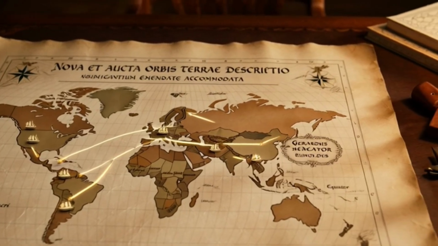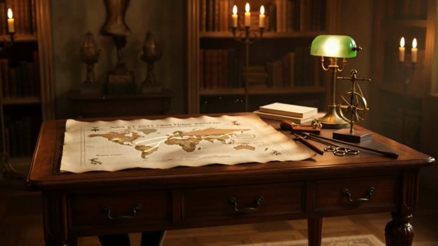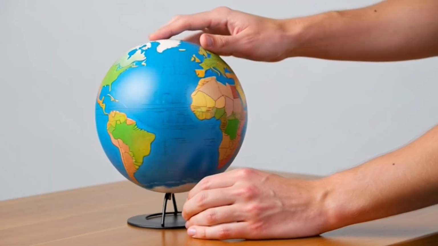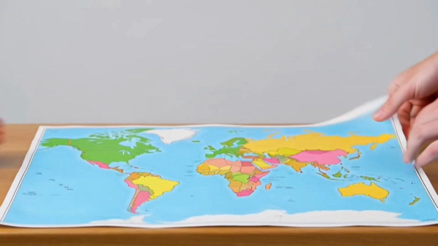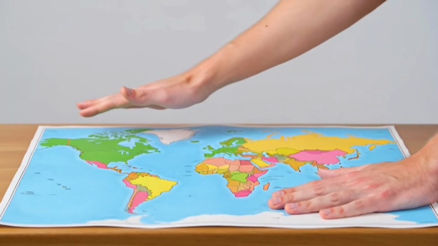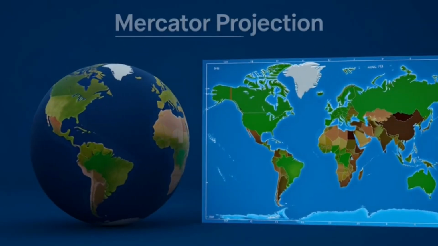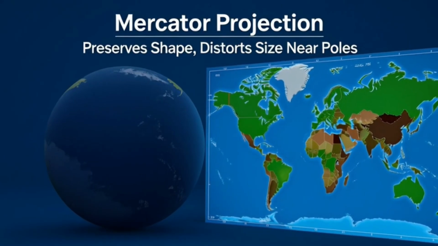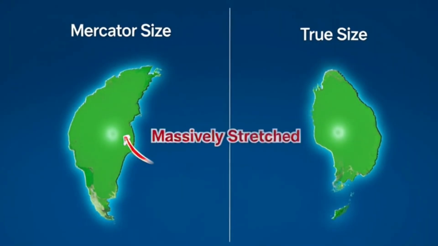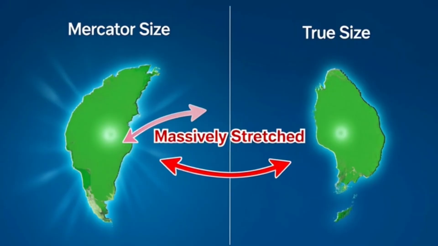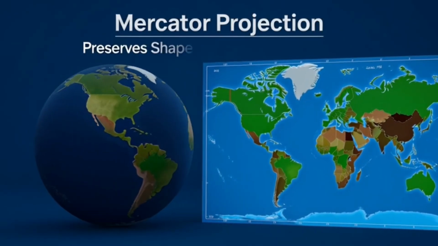The map hanging in basically every classroom on Earth, the Mercator projection, was invented in 1569 by a Flemish cartographer named Mercator. And look, the guy wasn't trying to mislead anyone. He made it for sailors. It was brilliant for navigation. But here's the thing. When you take a sphere like the Earth and you flatten it out into a rectangle, something has to give. You can't preserve size and shape at the same time.